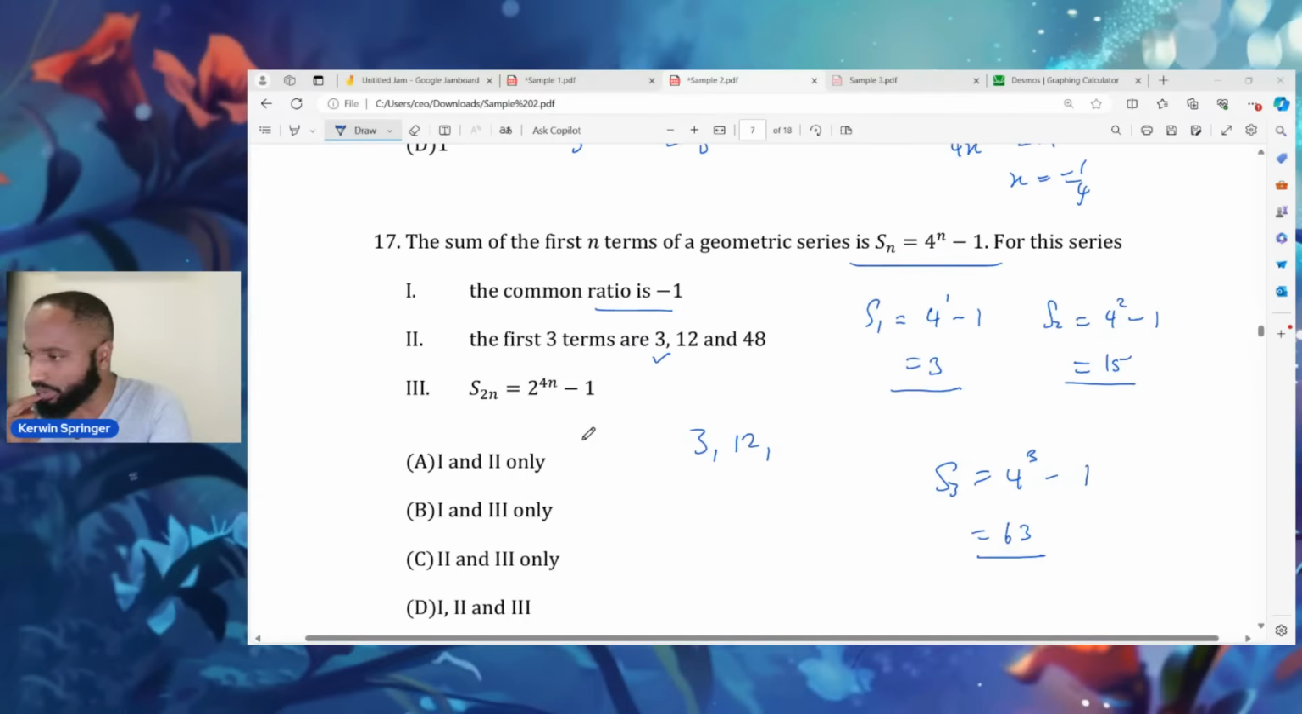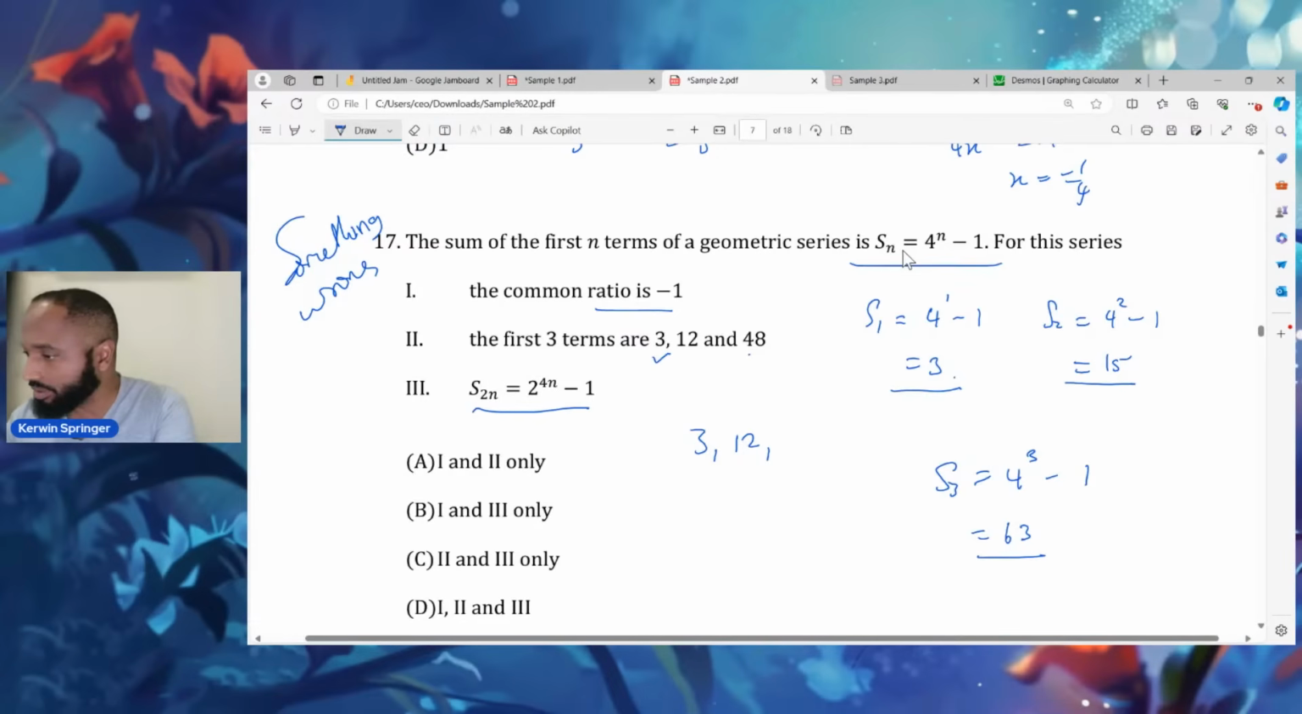The common ratio is not -1. So something is wrong with this question. I think they want you to think it is this, but I think they forgot to subtract the 3. This should be correct. So 3 should be correct.